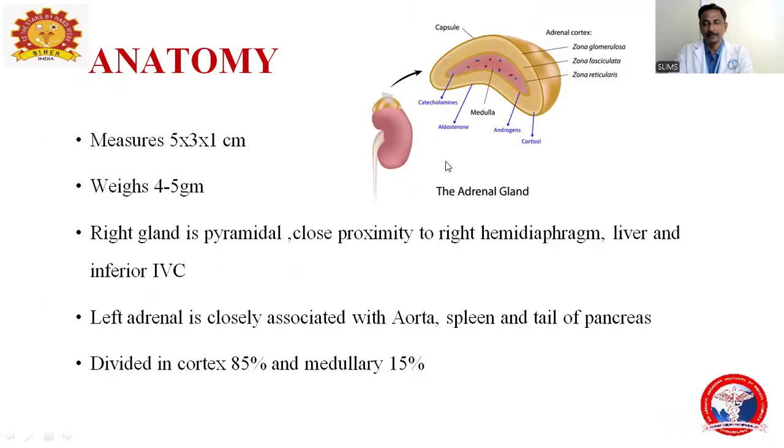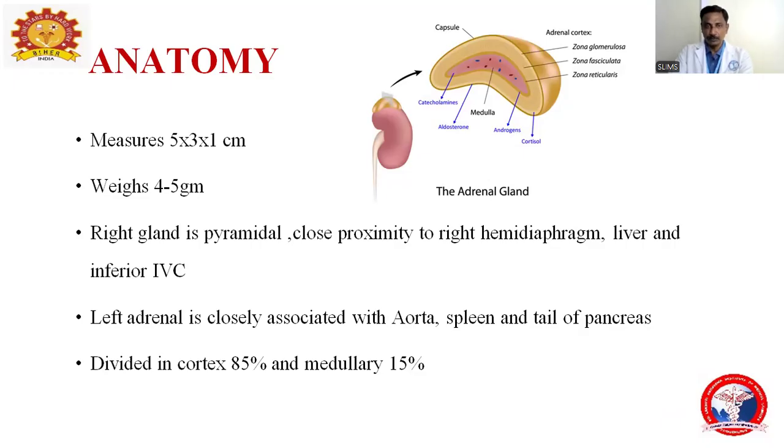Regarding anatomy of adrenal gland. Adrenal gland measures about 5 into 3 into 1 centimeters with a weight of 4 to 5 gram. Right gland is pyramidal, in close proximity to right hemidiaphragm, liver, and inferior vena cava. Left adrenal is closely associated with aorta, spleen, and tail of pancreas.